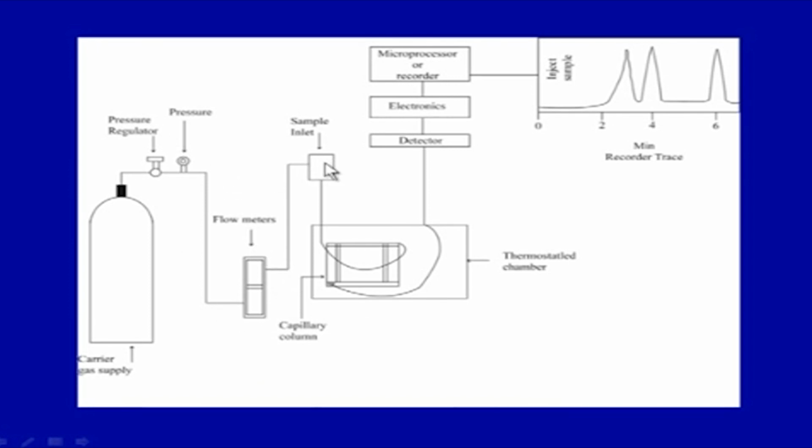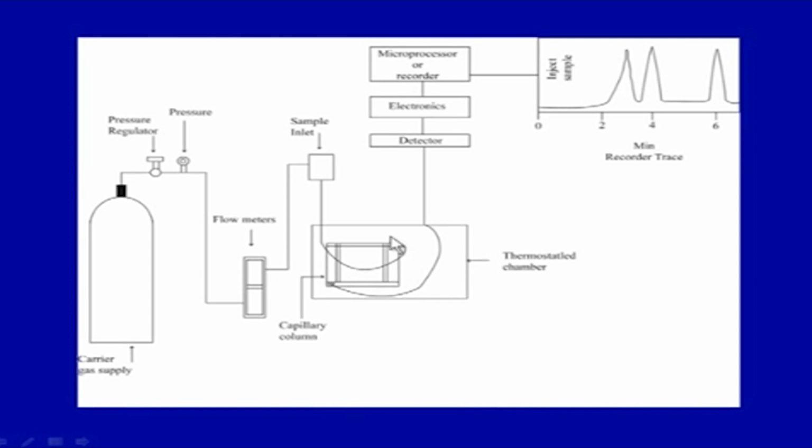Then there is a sample inlet which lets the sample in a vaporized form, so vaporization will take place somewhere around here. So, there is a sample inlet from where the sample will be injected. This could be a direct injection, as we will see later on, or an automatic sampler could also be used here.